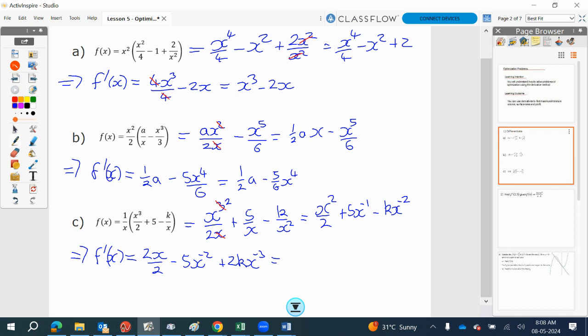Can we simplify? Yep, I'm going to simplify now. So these two cancel, and we're going to get x. We'll rewrite this one not in exponent form. This will be over x squared plus 2kx over 3.